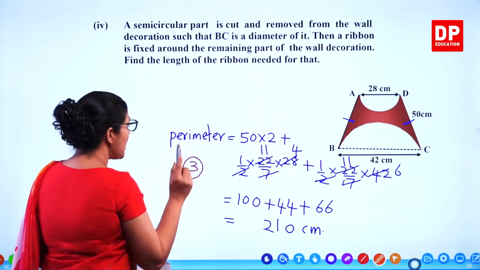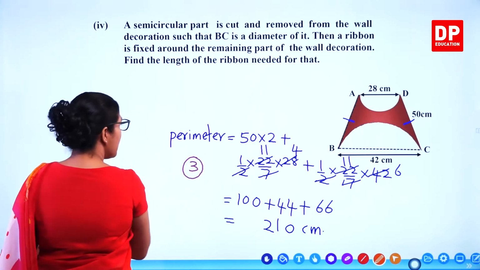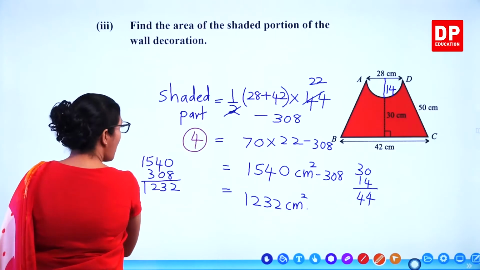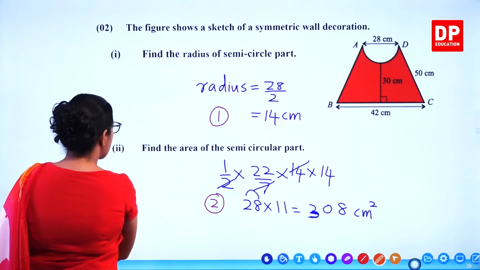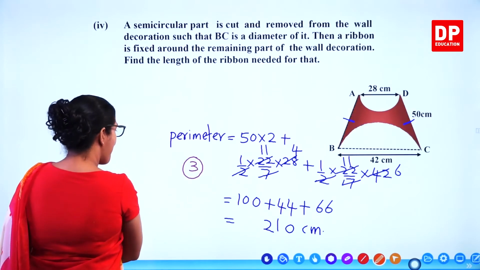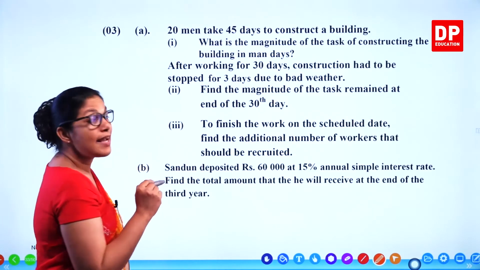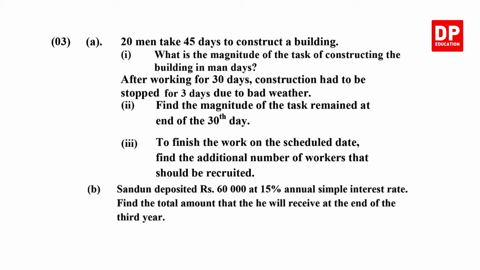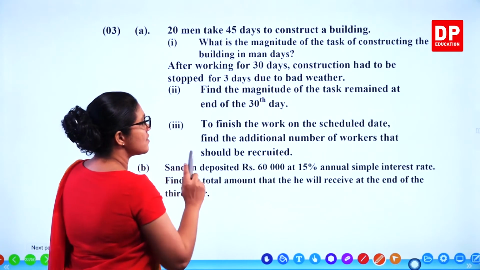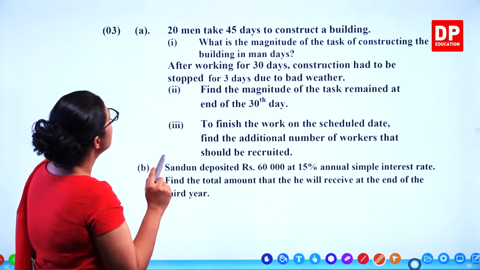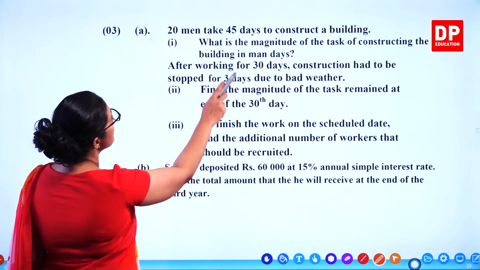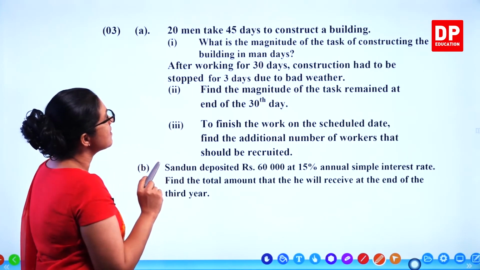So we gave 10 marks: 3, and the previous part 4, 7, and 3, 10 marks. Let's take question number 3. So we'll see, this is about percentages. Annual simple interest rate is there, and then we'll see what this is about, man days.